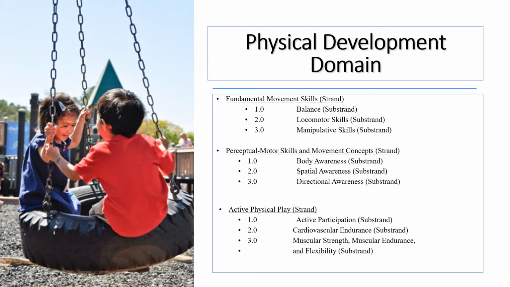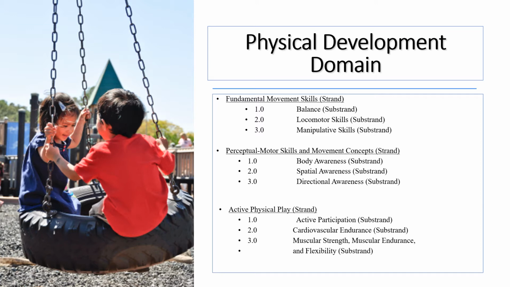So under the physical movement, our fundamental movement skills strand, we have three substrands: balance, locomotor skills, and when we say locomotor, that means moving yourself in space. So moving from one place to another. And then manipulative skills is the third substrand, which has to do with moving things and interacting with tools and materials, or small motor skills, basically. There are also three substrands for the perceptual motor strand and movement concepts.